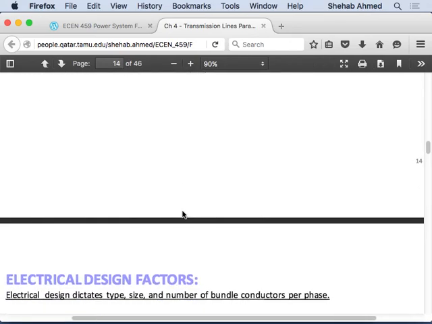Did anybody look at the grounding electrode outside the building? You saw it? Okay, that's good. So you believe me now?